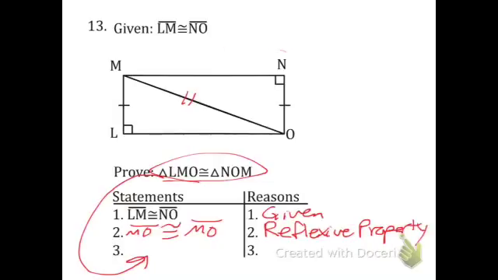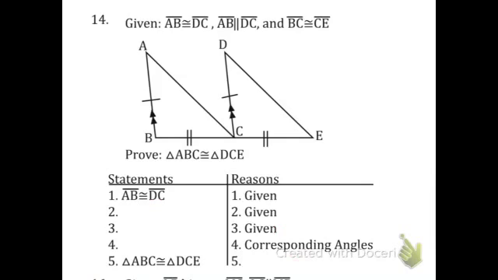And this one is a lot like 8 on the previous page there. If you have the hypotenuse and the leg of two right triangles, that's actually enough information to have congruence. So that's HL for hypotenuse leg.